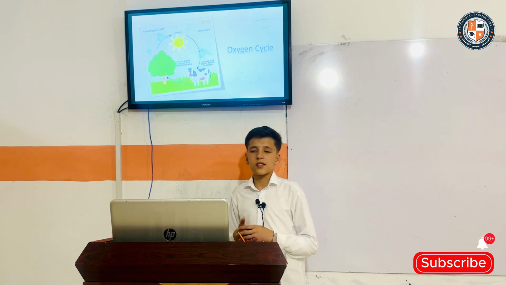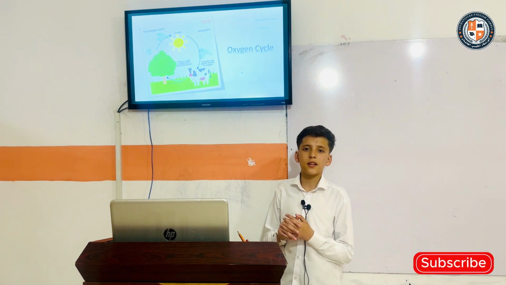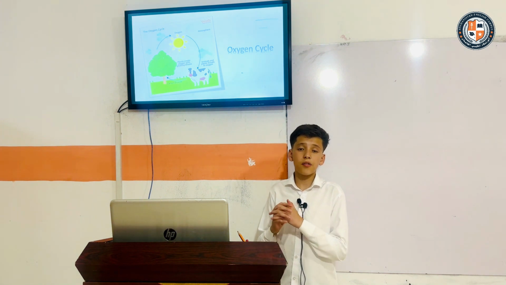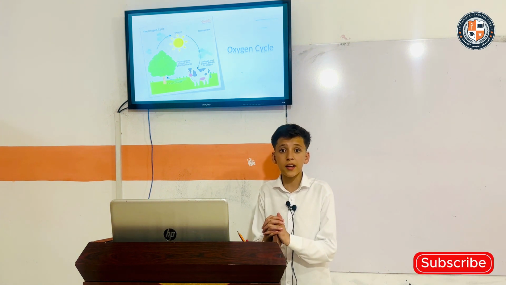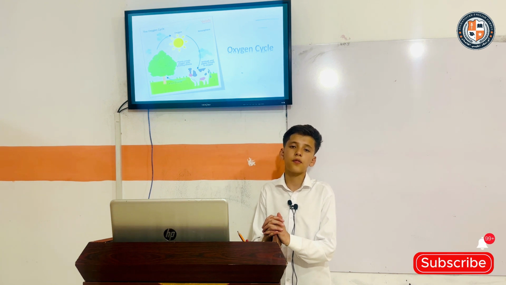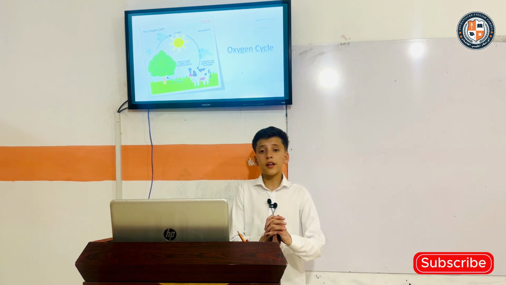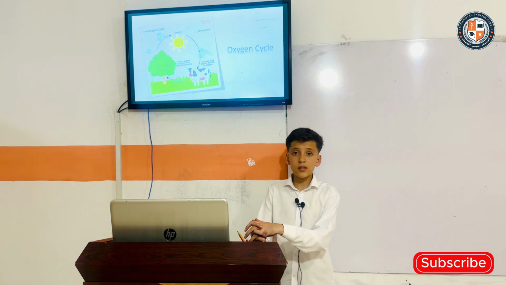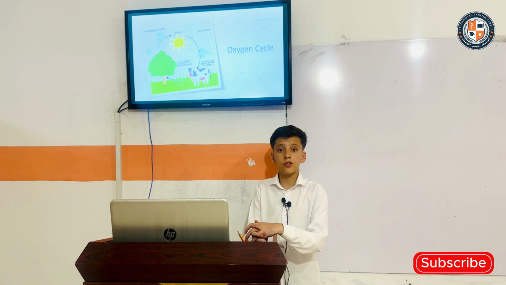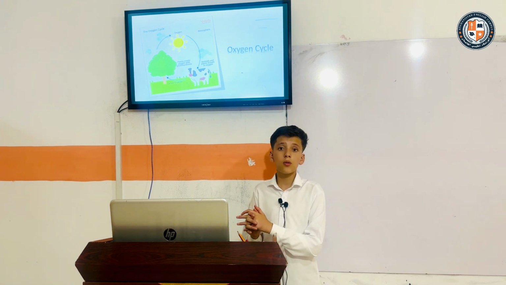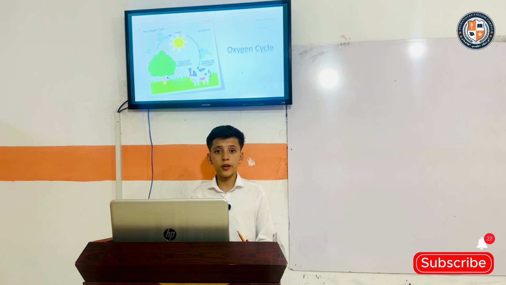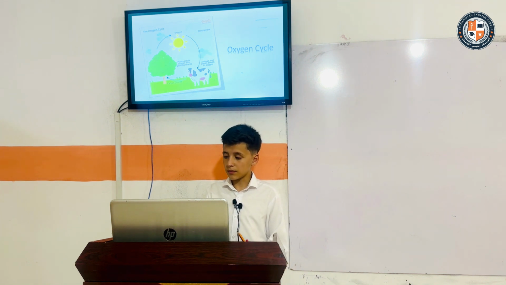What is the oxygen cycle? Oxygen is needed for respiration by almost all living organisms. If they are unable to respire, they cannot release energy from food. The air contains 21% oxygen gas, and oxygen is produced during the process of photosynthesis, and it's one of the most important gases on Earth.